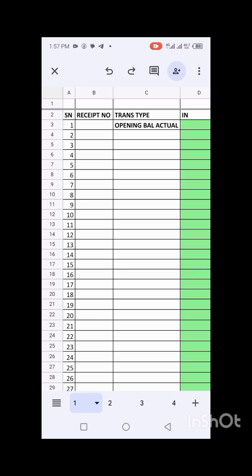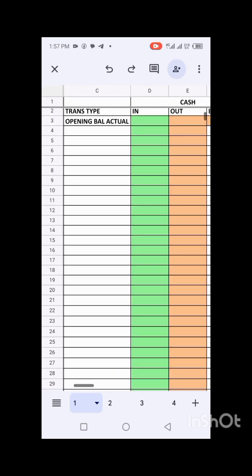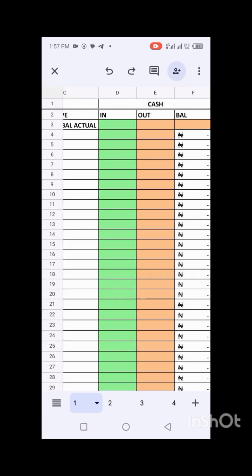Now you see each column. The first column, we have serial number, that keeps a record of how many transactions you've done for the day. The second column, we have receipt number for the POS transaction receipt number. You record it there. Transaction type. Under the transaction type, you see opening balance actual. Under this transaction type, you can use this column to record all forms of transaction, from transfer, that is deposit, to withdrawals and other forms of transaction.